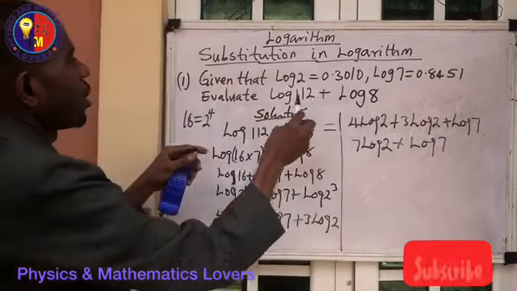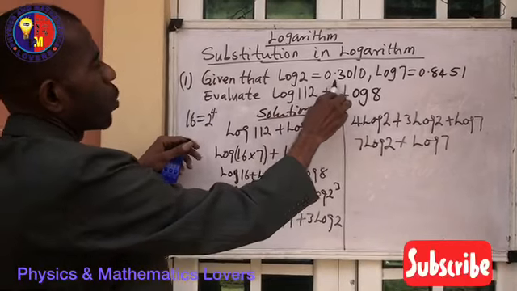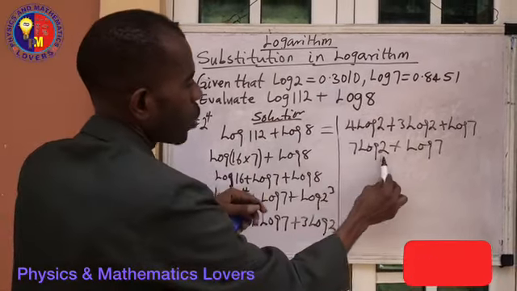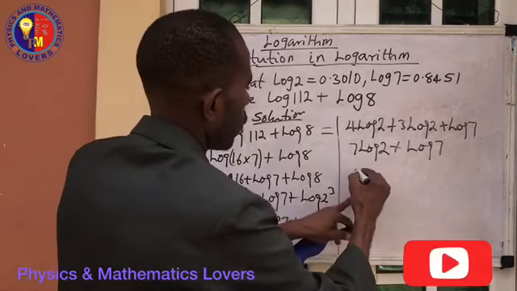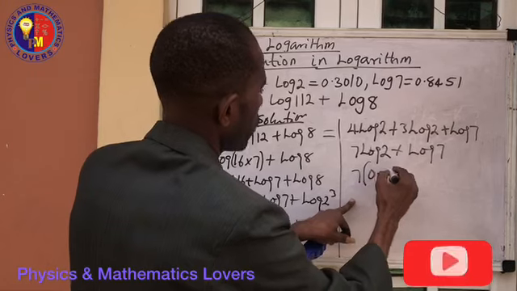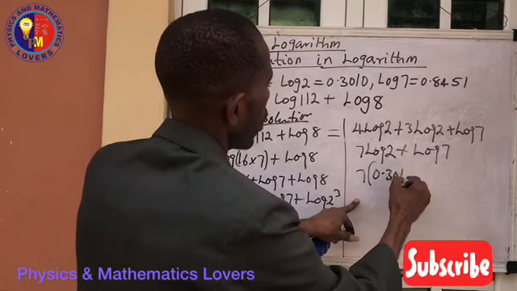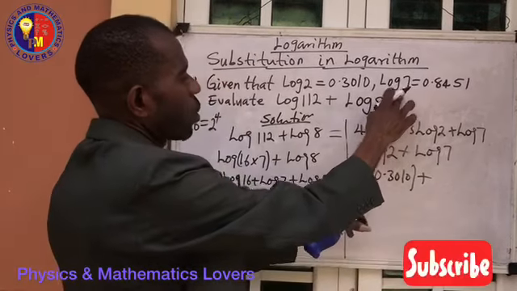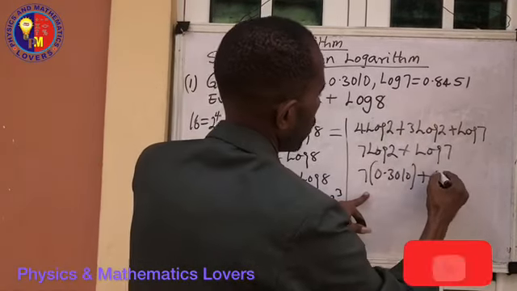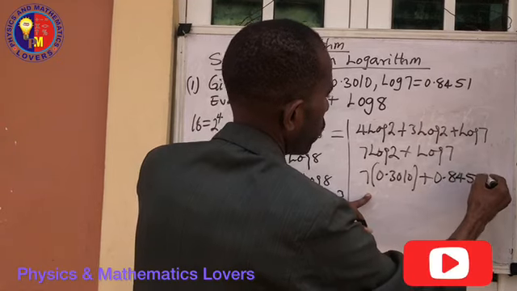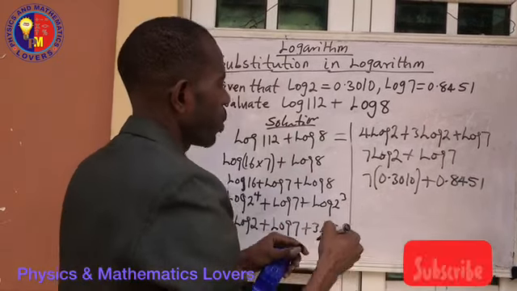So recall that your log 2 is equal to 0.3010. So replace this one, put this value here. I'm going to have 7 brackets 0.3010, then plus, what is our log 7? Look at our log 7 here. It's what? 0.8451.